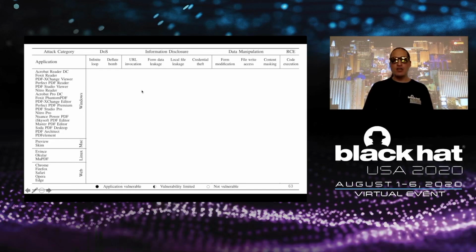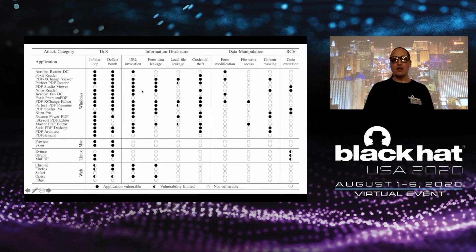Okay, now our evaluation shows that 26 out of 28 tested applications are vulnerable to at least one attack. So for example, infinite loops in one variant or another were possible in almost any reader, resulting in the application either hanging or crashing. And the same holds for deflate bombs, which are somewhat hard to protect against if you do not have any strict resource limitations.